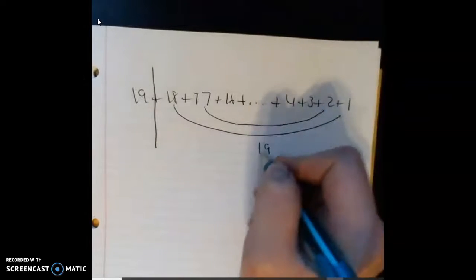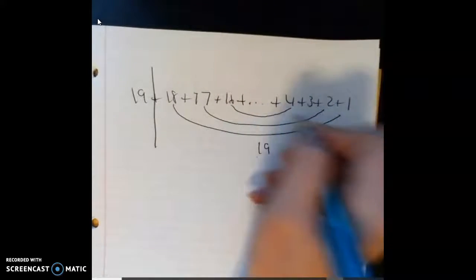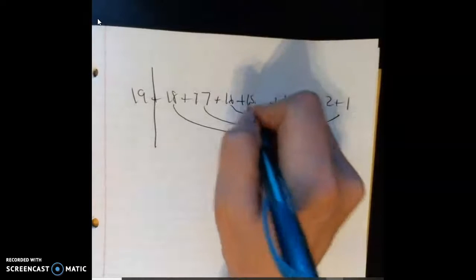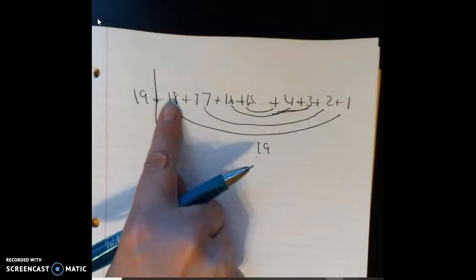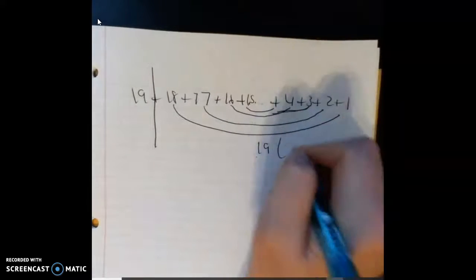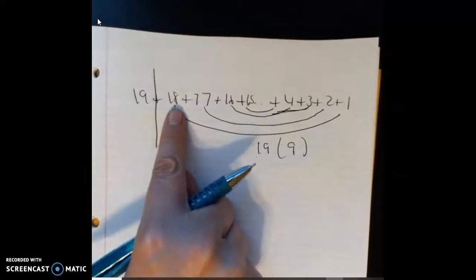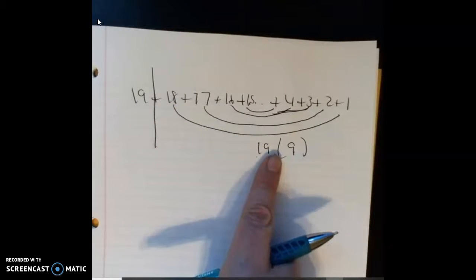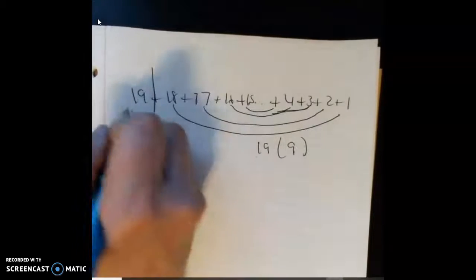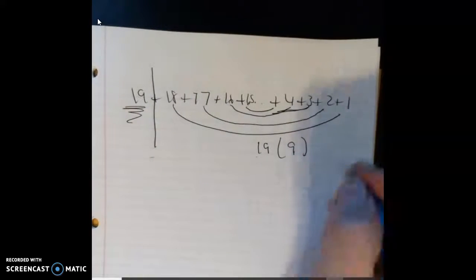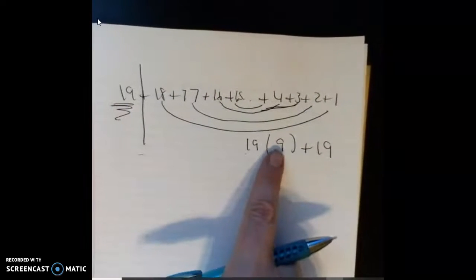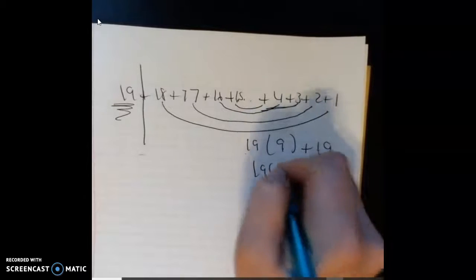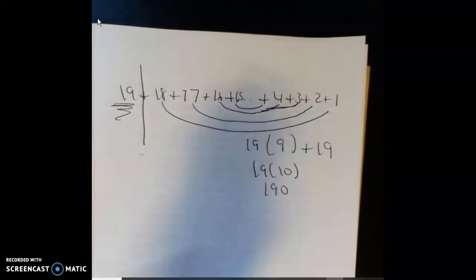17 and 2 makes 19. 16 and 3 makes 19, 15 and 4 makes 19. So I'm going to get a bunch of sets of 19. And since I have 18 things that I'm pairing up, I know I'm only going to have 9 pairs. Because if you have 18 things and you're pairing them up, you're only going to have 9. But notice, look what else you have. You have this other extra 19 that I started with. So I really don't have 9 19s. I actually have 10 19s, which is 190.